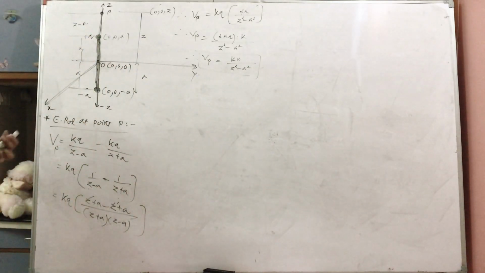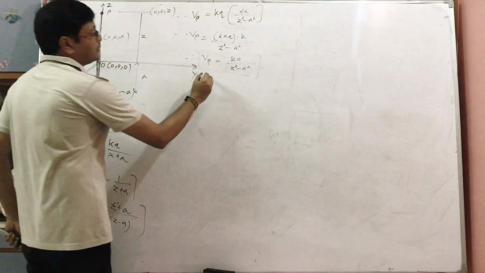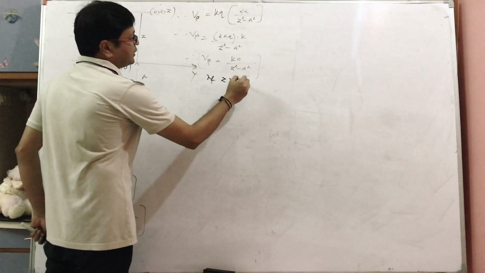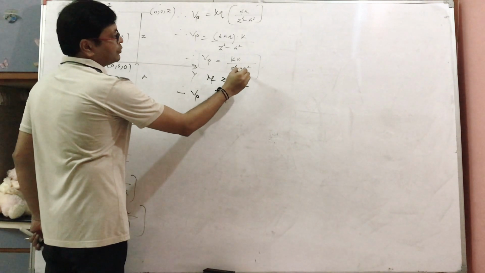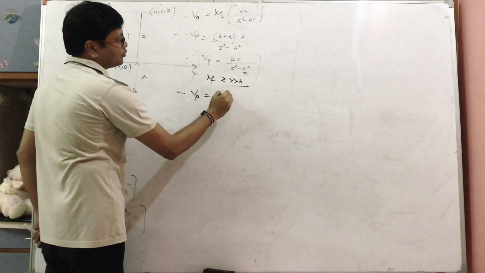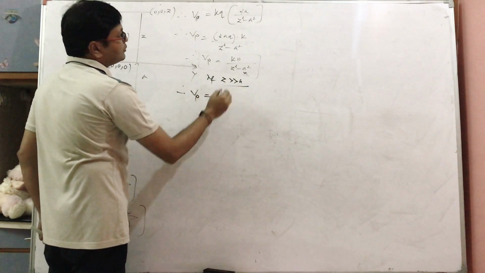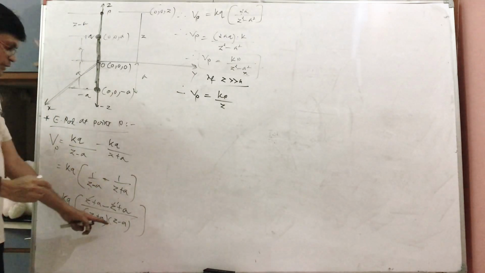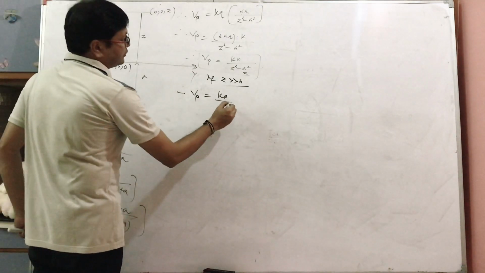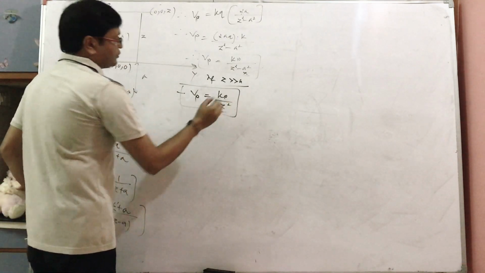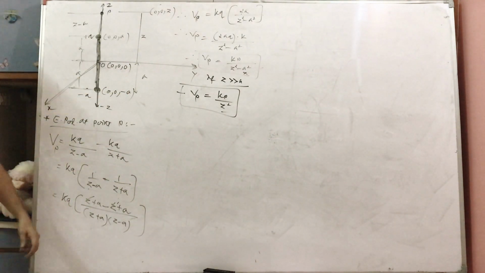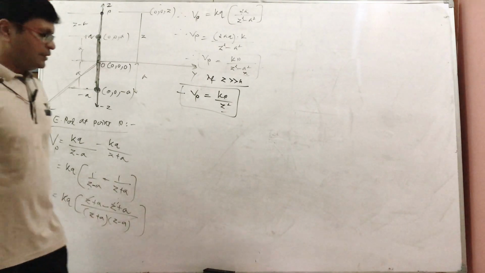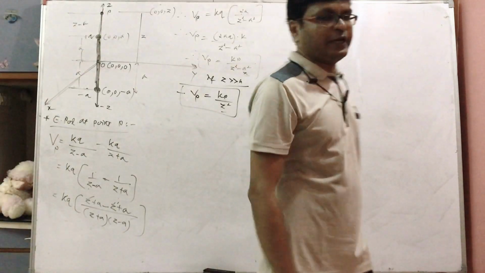So it is K into P upon Z square minus A square. And if Z is much greater than A, you know that very well, then the potential at this point P, A square is neglected. So Kp upon Z square. And you know that this is the potential due to a dipole on which axis? On the axial line.